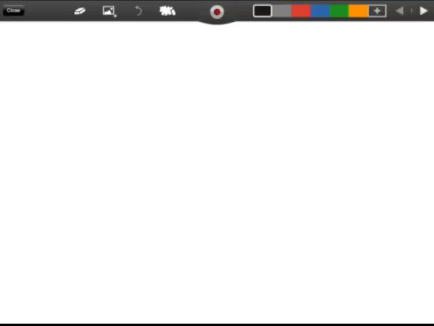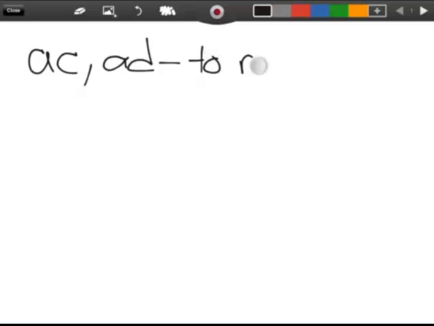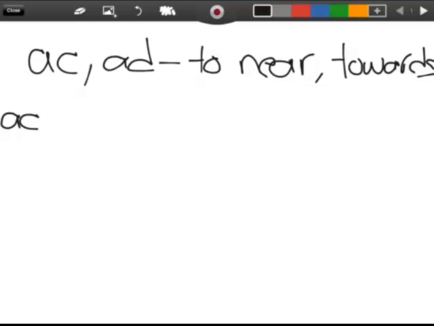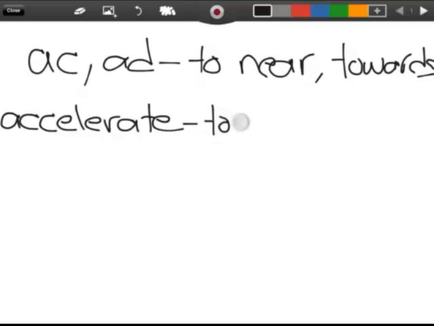Let's get started. Our first root is ad, meaning to, near, and towards. Our example word is accelerate. Accelerate meaning to increase speed of.